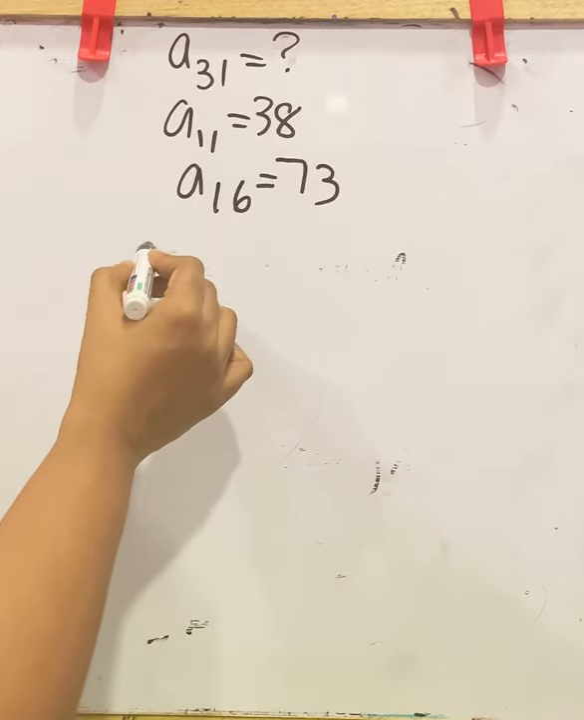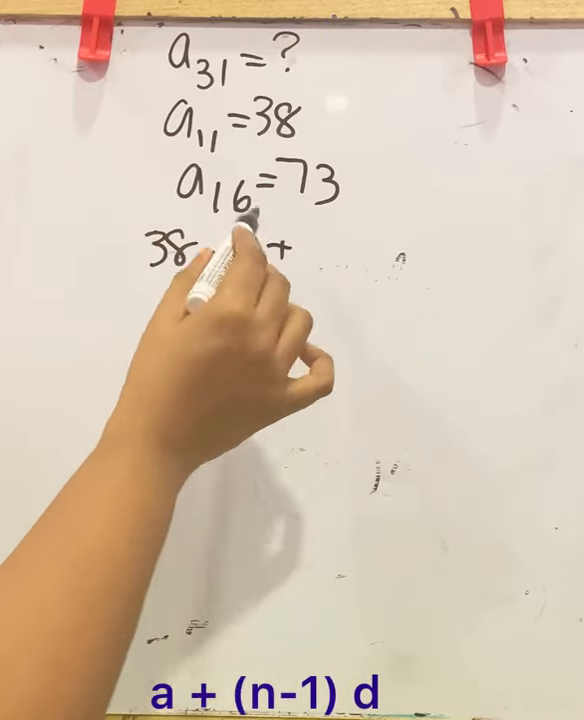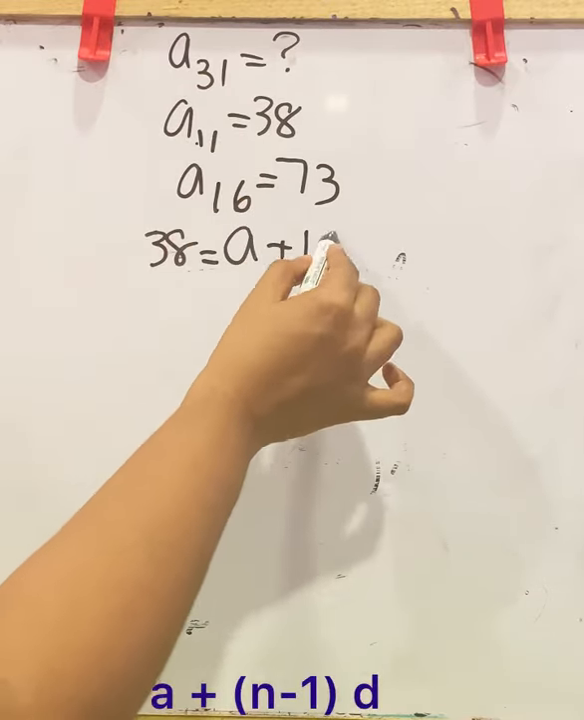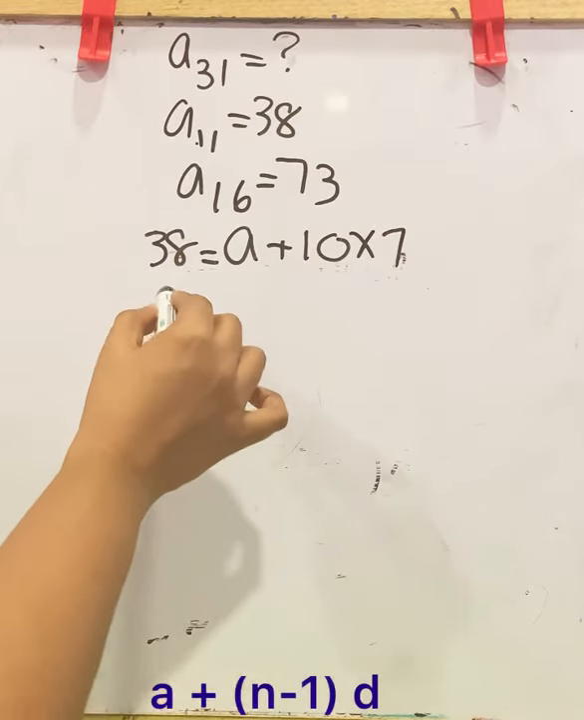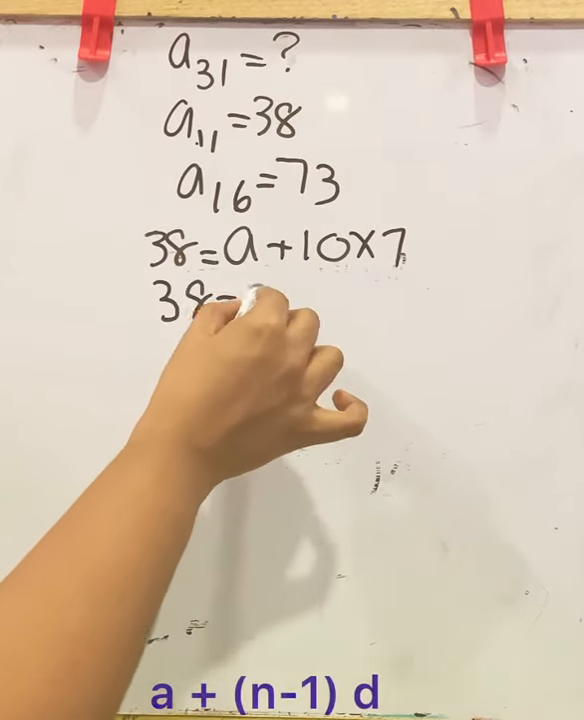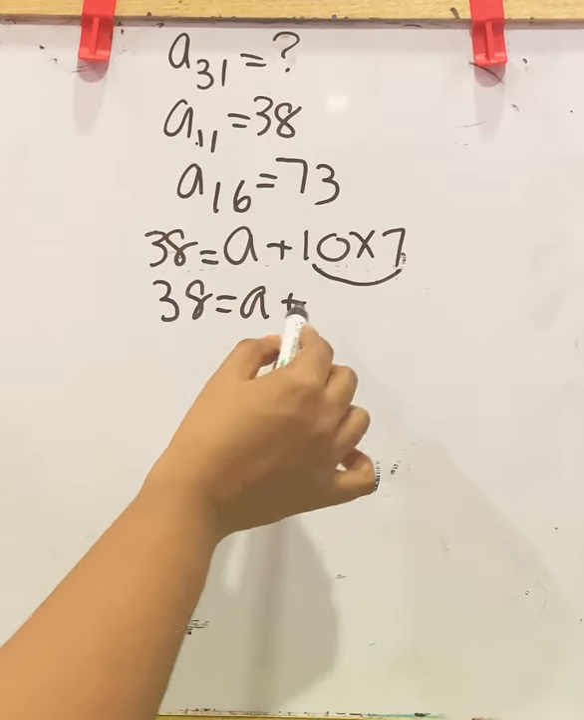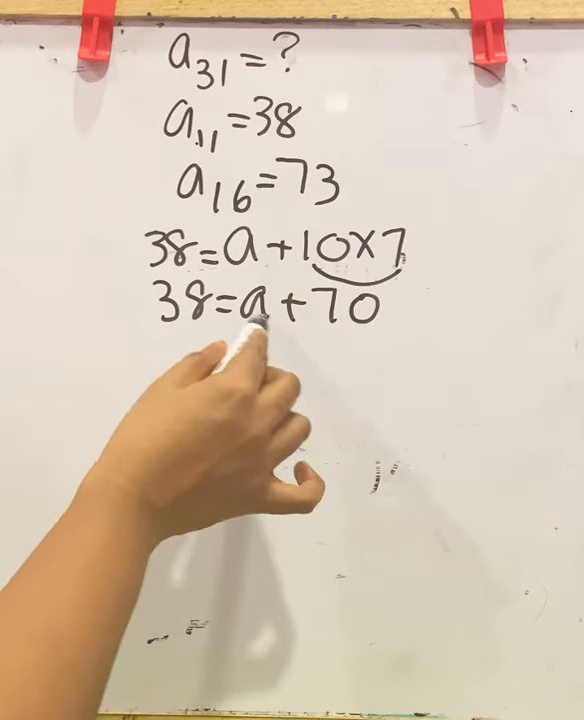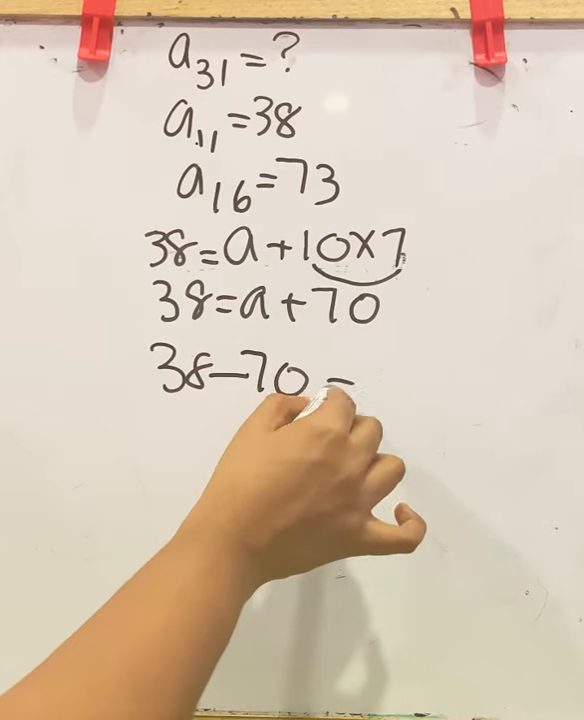Now the first equation was 38 equal to A plus, that is first term, plus 11 minus 1. N minus 1 is here 10, into D. We now know the value, that is 7. That is 38 equal to A plus 10 into 7. According to BODMAS, first you will multiply, here 70. Now take the 70 to the other side and you will get a value for A. 38 minus 70 equal to A.